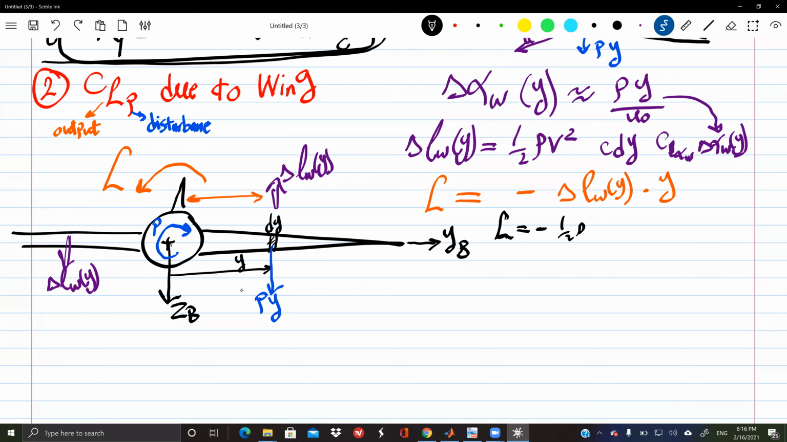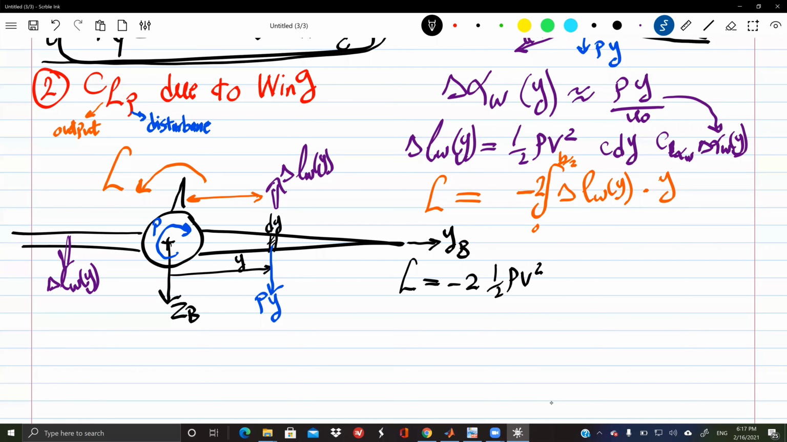We're not done yet here, actually. Why? Because this is just due to one station, so I need to sum all of them, from 0 to b over 2. Since it's anti-symmetric, I'm going to take half the wing and multiply by 2, right? So let's do that. I have my L as -2. Anything that is constant and doesn't change from one station to another, I'm going to get outside the integration sign. So 1/2 rho v squared doesn't depend on the station. They are all moving with the same speed. You can have v squared or u naught squared, whatever you like.